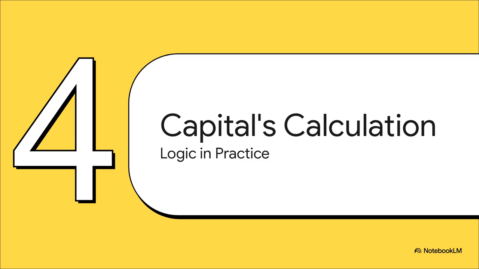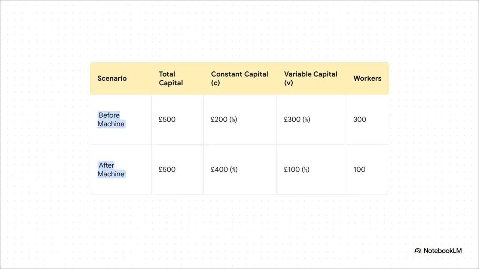I know, this can feel a bit abstract with all the letters and formulas, so let's make it real. We're going to use a numerical example that Marx himself walks through to show how this logic plays out in a practical business decision. Okay, check this out. Imagine a capitalist has £500 to invest. At first, they spend £200 on materials and machines, that's their constant capital, and £300 on wages, hiring 300 workers.